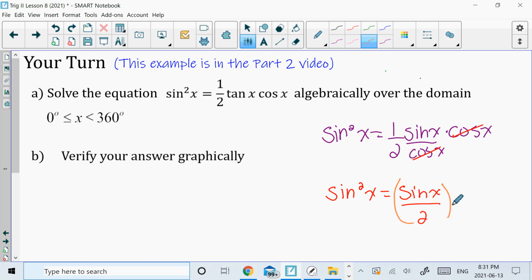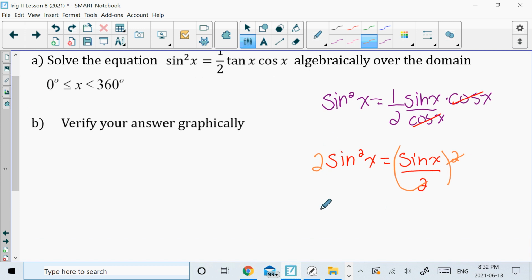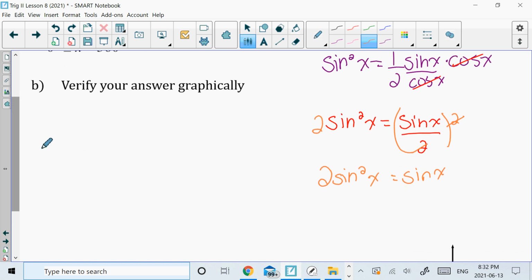Okay, I want to get rid of this denominator of 2. So what I'm going to do to get rid of that is I'm going to multiply this right-hand side by 2. What I do to the right, I must do to the left. Now I have 2 sine squared of x is equal to the sine of x. Let's bring everything to our left-hand side. And we're going to have 2 sine squared of x minus 1 is equal to 0.